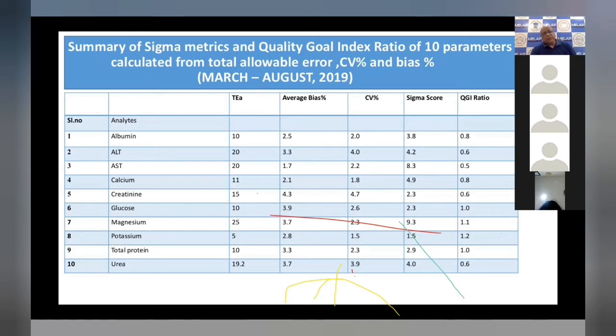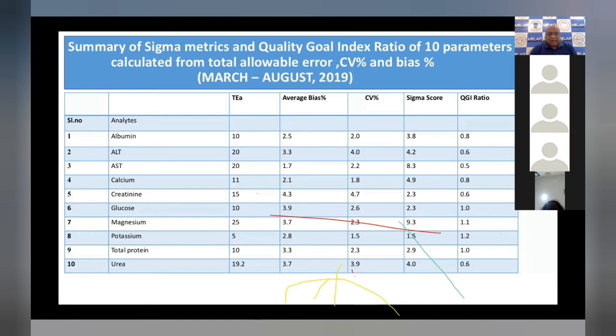We took this total error allowable from the Westgard website, then average bias percentage and average CV percentage. And with the formula total error allowable minus bias percentage divided by CV percentage, we calculated sigma metric. And in the fourth column, this is the sigma score observed in these 10 parameters.